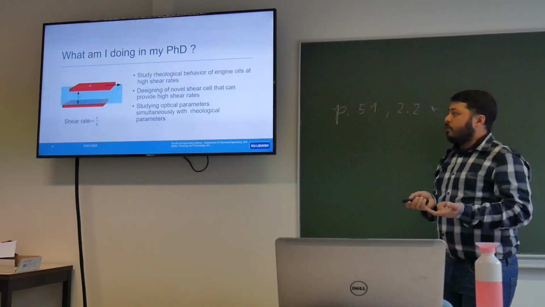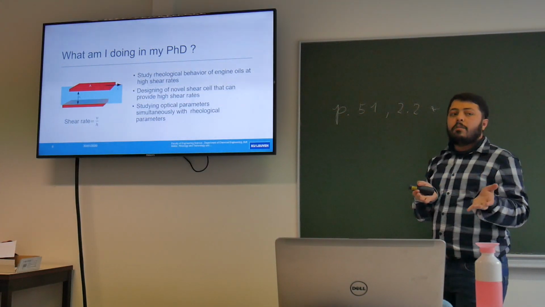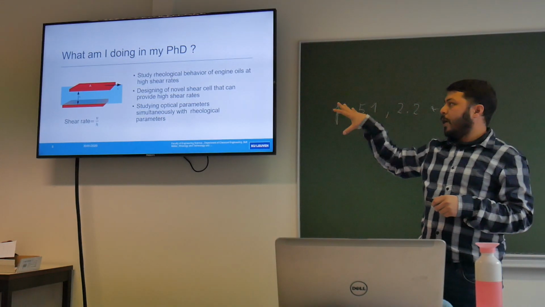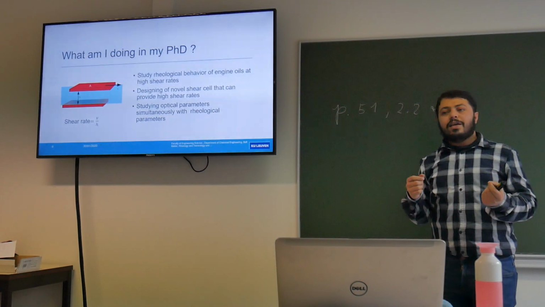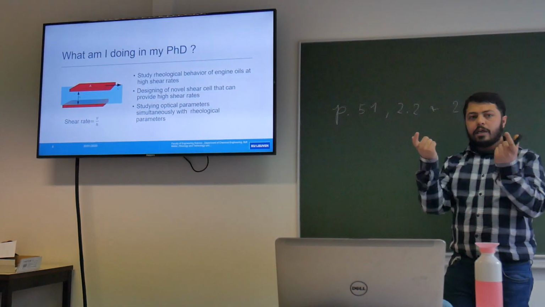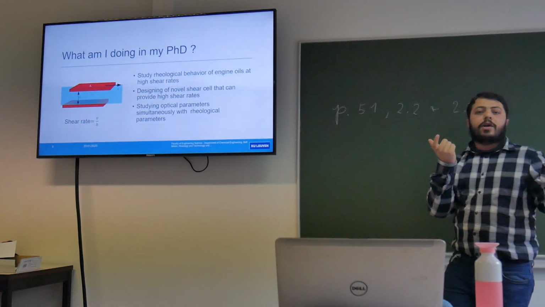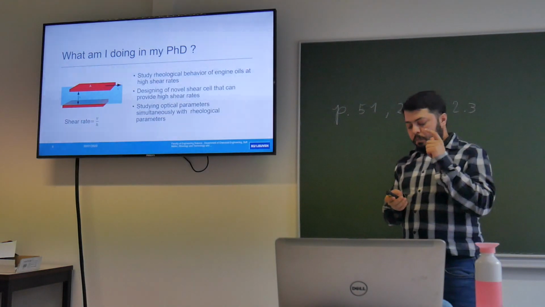And then also I have to set up an optical train with which I can study the optical parameters simultaneously. So I'm getting some value from my mechanical device, my novel shear cell. I'm getting some parameters from my optical parameter, and then there is a stress optical coefficient. It relates both. So I can also compare my results using two different techniques and simultaneously see how much I am out of the range.